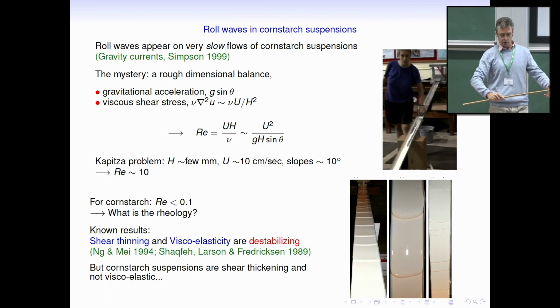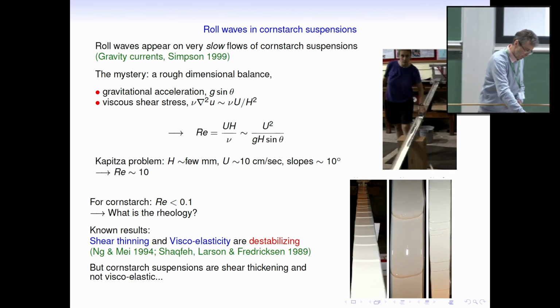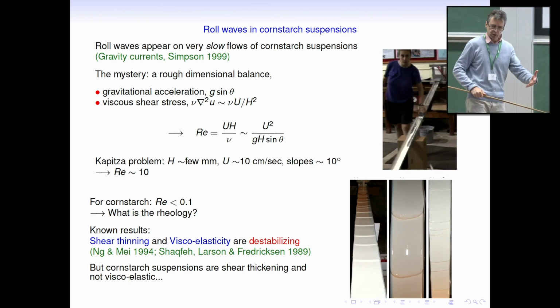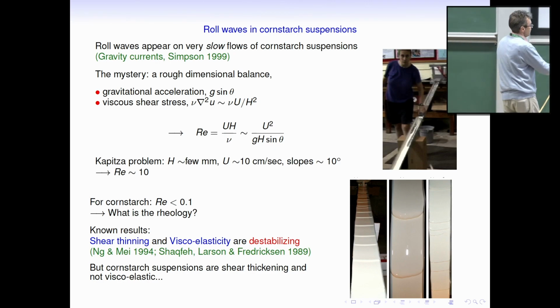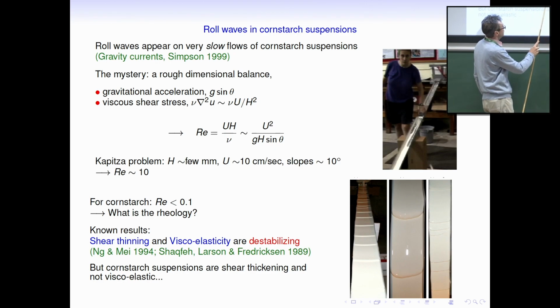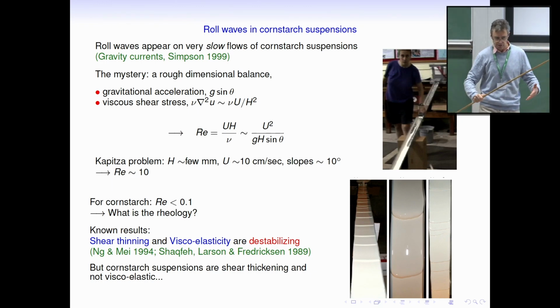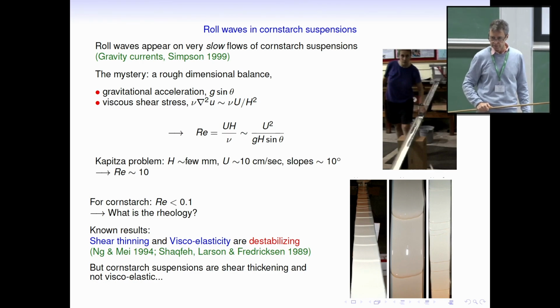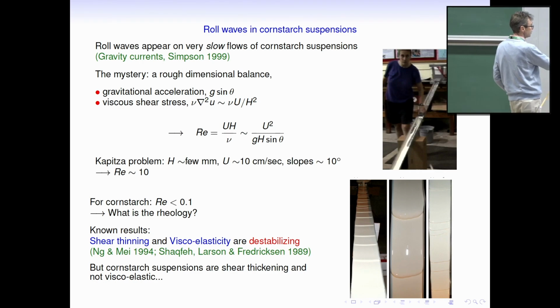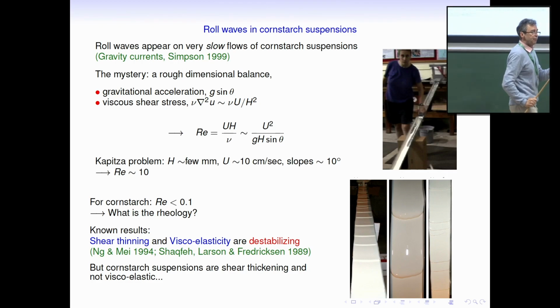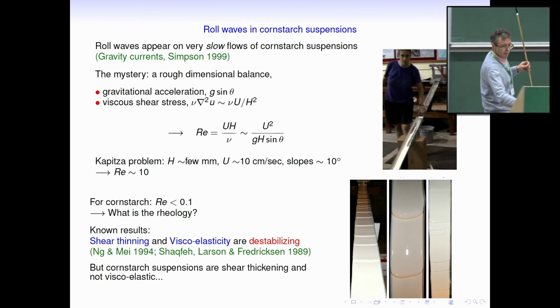So if the Kapitsa problem, if you look at typical conditions under which those Kapitsa waves form, it's for a depth of a few millimeters, u of tens of centimeters per second, say, slopes of 10 degrees, tells you that you need a Reynolds number of about 10, which is consistent with that stability criterion. For cornstarch, you do the same thing. The phenomenon is the following.